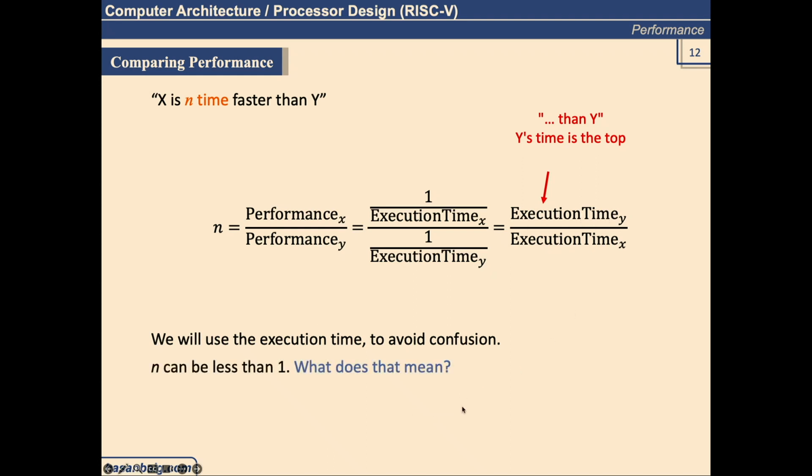n can be less than 1. What does that mean? So n is defining the factor by which one computer is faster than the other. If n is less than 1, what does that mean? It's slower. Okay, so n could be 0.1, which means that one computer is 10 times slower than the other one. But when you follow this rule of thumb, n should always be greater than 1.